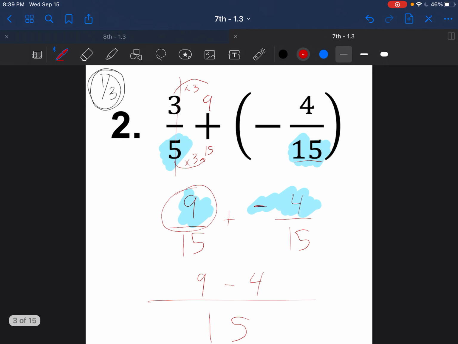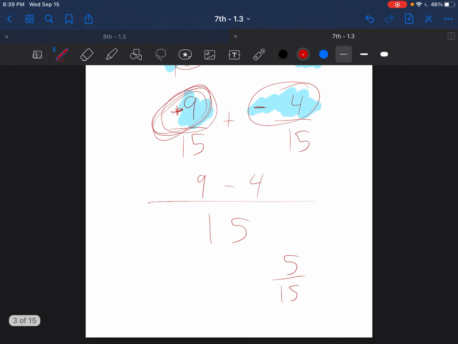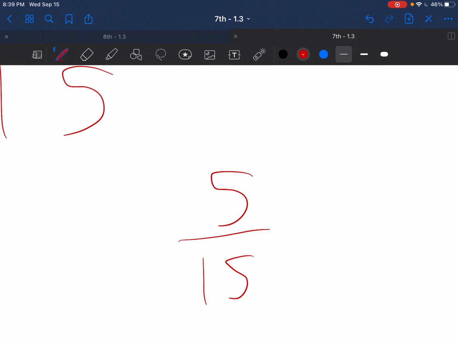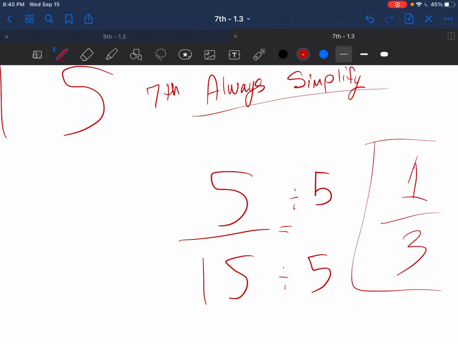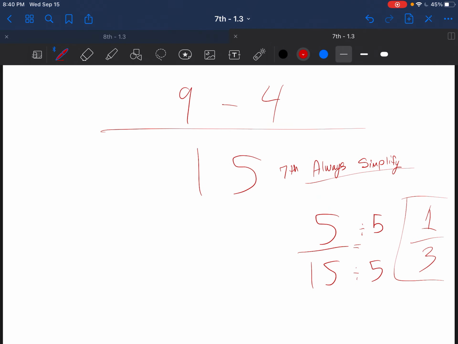Also, ladies and gentlemen, do I have more? Is 9 more or is negative 4 more? So positive 9 or negative 4? Well, we know positive 9 is bigger. We know it's 5/15, but moving forward, at least in 7th grade, the rule is we always what? Always simplify. All right. So what number can go into 5 and 15? It is 5. 5 divided by 5 is 1. 15 divided by 5 is 3. So our answer for this problem is 1/3.